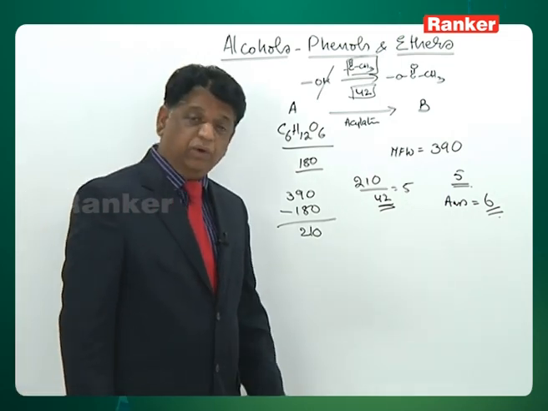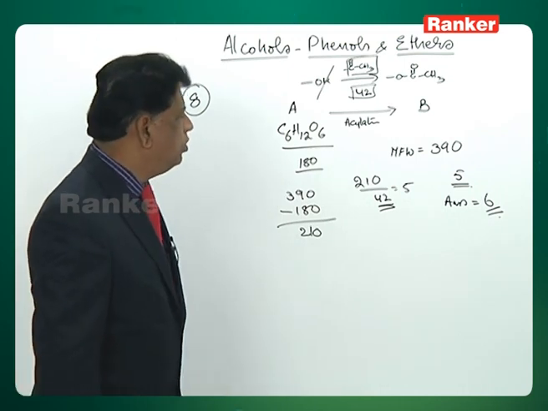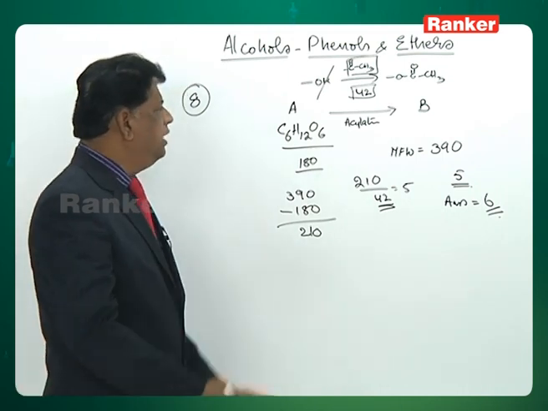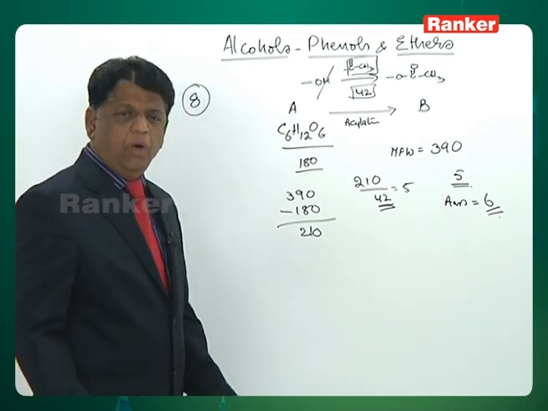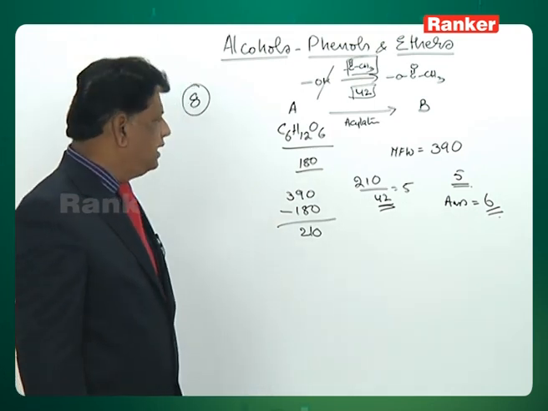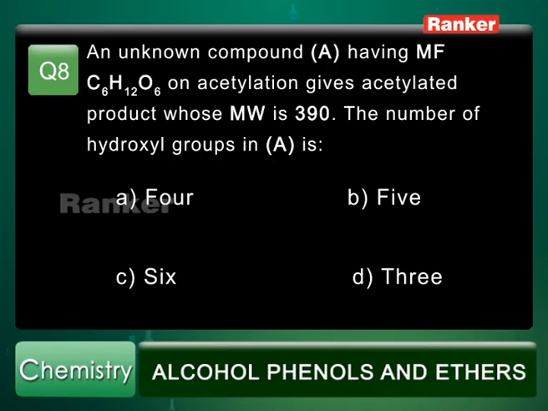Glucose and fructose both have 5 hydroxy groups. Maybe it's glucose or fructose, but what B is is not asked, and what A is is also not asked. Only how many OHs there are is asked. So the answer is 5 OHs. Answer B is the right answer.